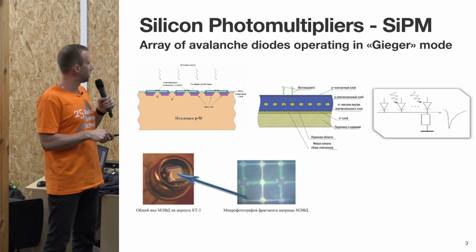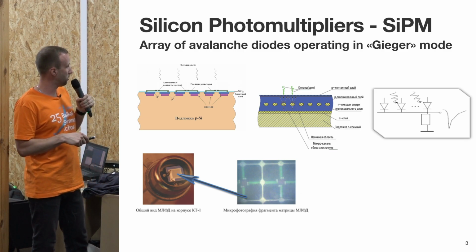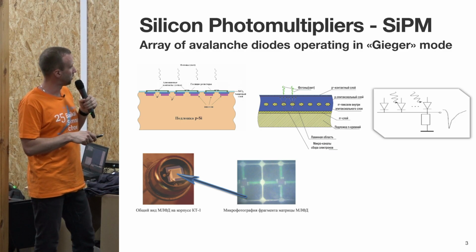Here you can see the view of the SiPM in those photographs, and this is the size. This is a photograph taken from the microscope. Here we can see the different pixels on the surface of that SiPM. You see.